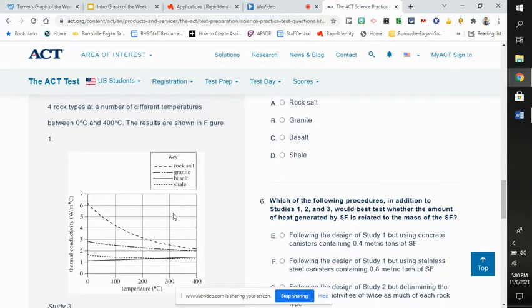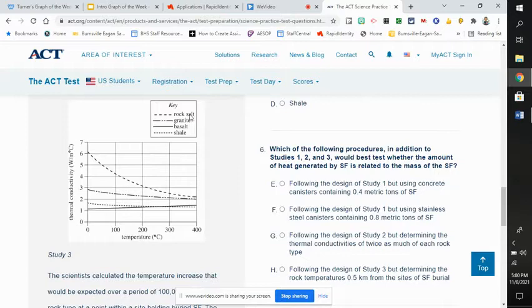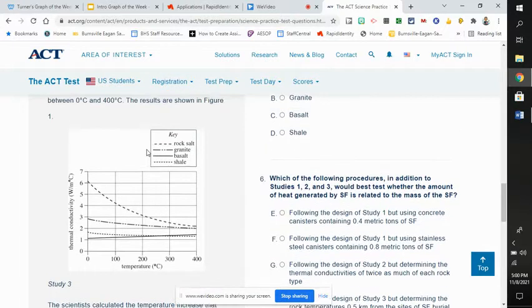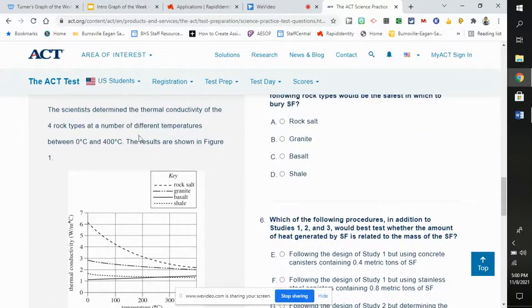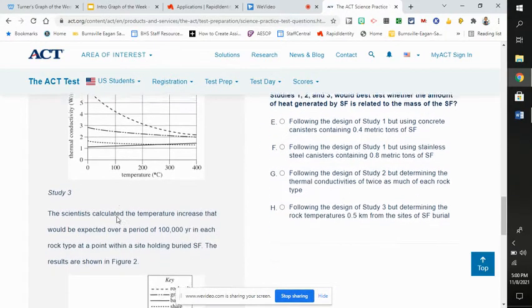And then here's a graph. This graph shows the thermal conductivity of the four rock types. So there's a key to the graph, there's a title. It's actually shown right here. The title would be something like, the scientists determined the thermal conductivity of four rock types. That's what you're looking at, the thermal conductivity, something you don't need to know about right now. But you can see the dotted line and then the dots with the dashes and the solid line and then the smaller dash line. And each of those represent a different rock type.